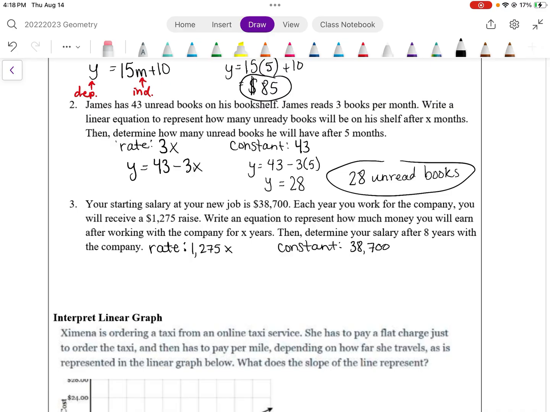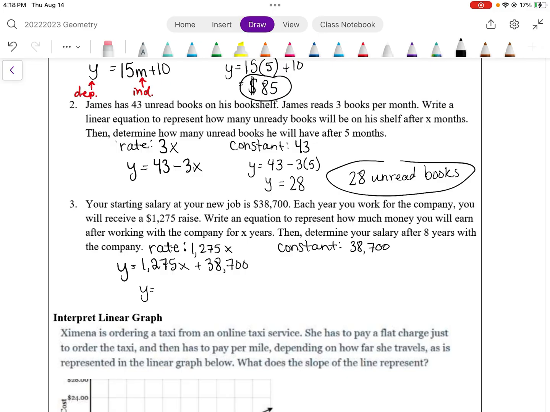So there's my rate. Now, let's think. Are we adding these together or are we subtracting? Is our money going to go up the longer we work there, or is it going to go down the longer we work there? It should be going up. So my equation would be y equals 1,275, that's my raise per year, plus my starting salary, $38,700. There's your equation. That's part 1.